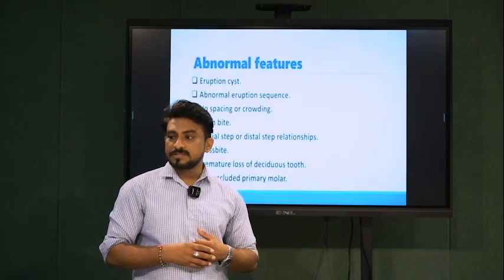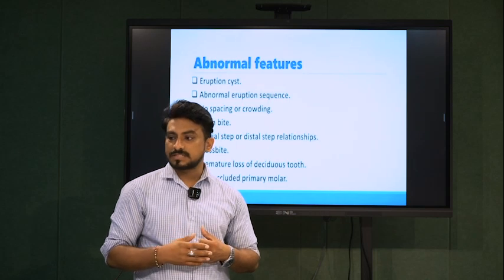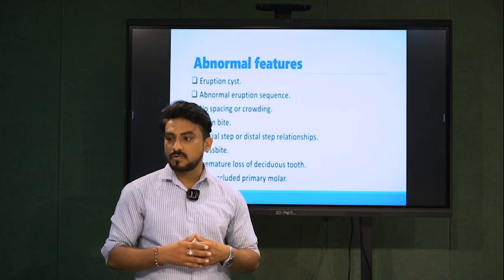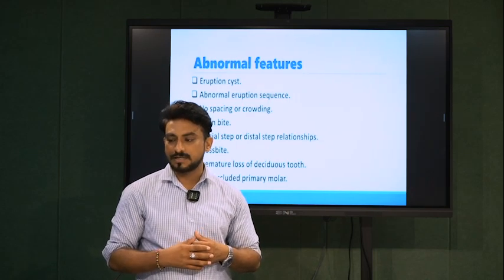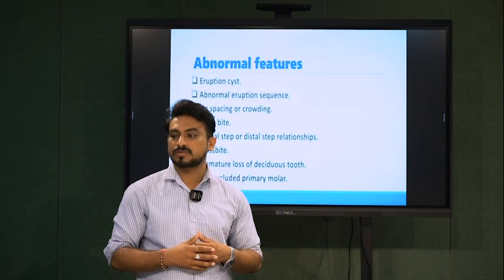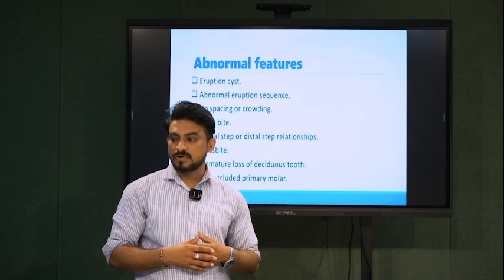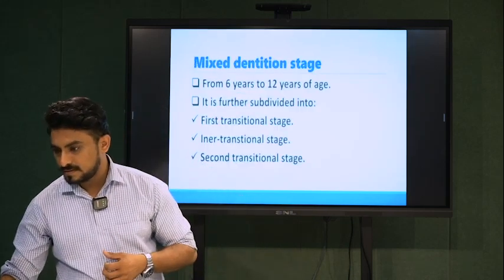The abnormal features are: abnormal eruption sequence, no spacing or crowding, open bite, major step, distal step relationship, cross bite, premature loss of the deciduous teeth, and infraocclusion of the primary molar.